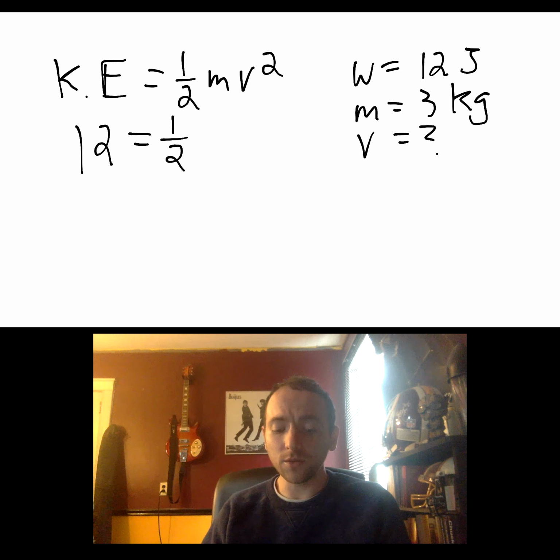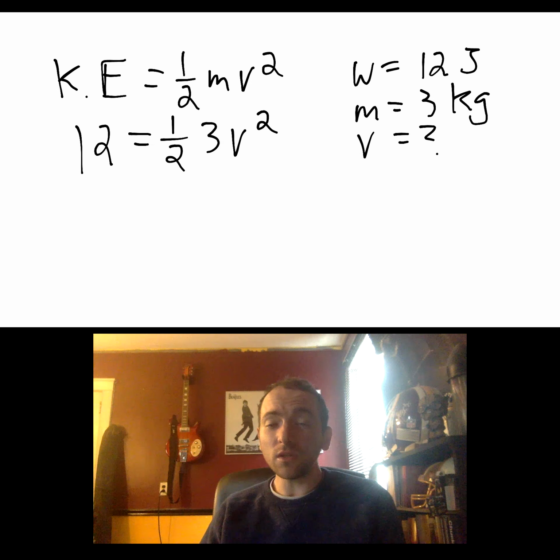All right. So this KE over here is actually going to be 12. All right. So it's 12 is equal to 1/2. We have the mass, right? 3 kilograms times v squared. All right. And so really all we got to do at this point is solve for v. All right. But there's a reason I chose this problem, and we'll get there. All right. But let's solve for v.